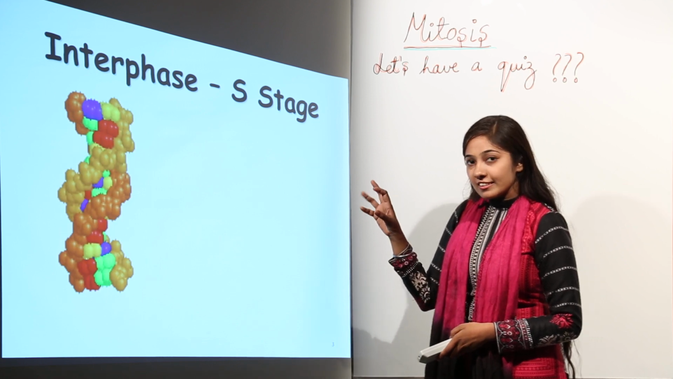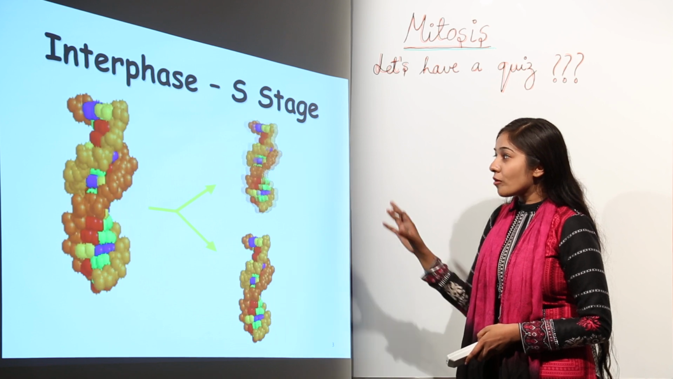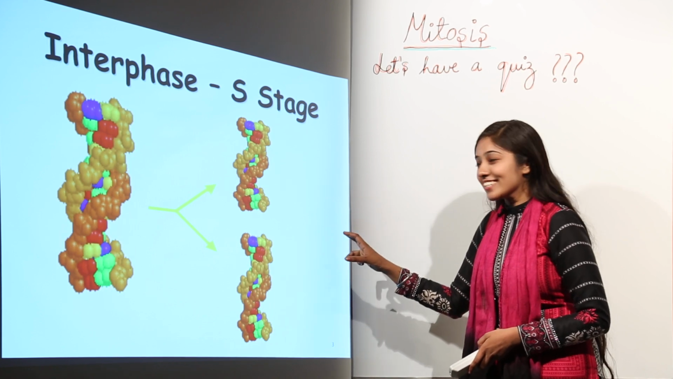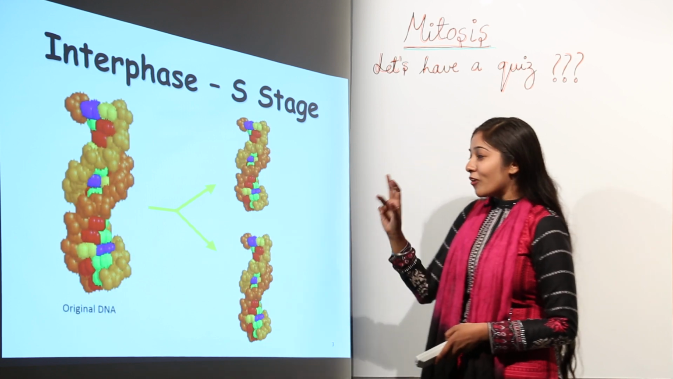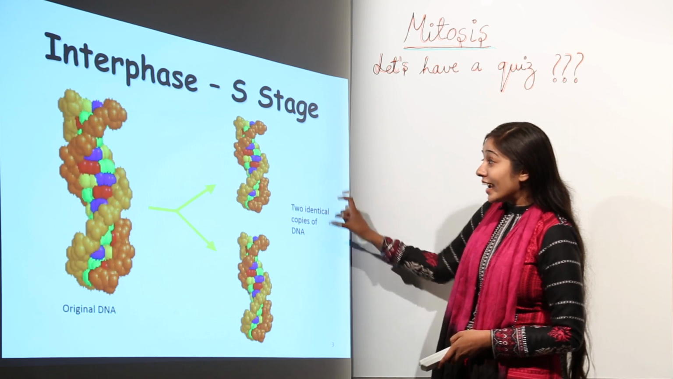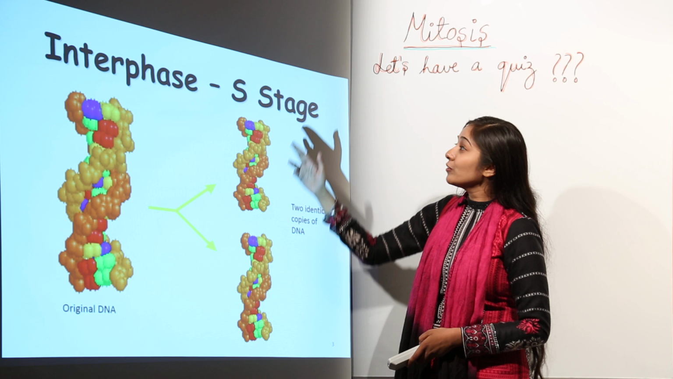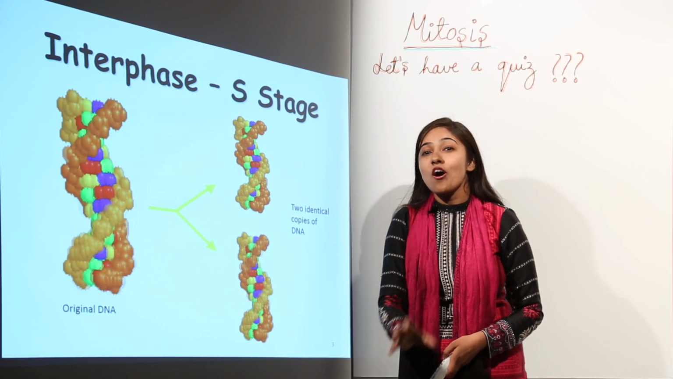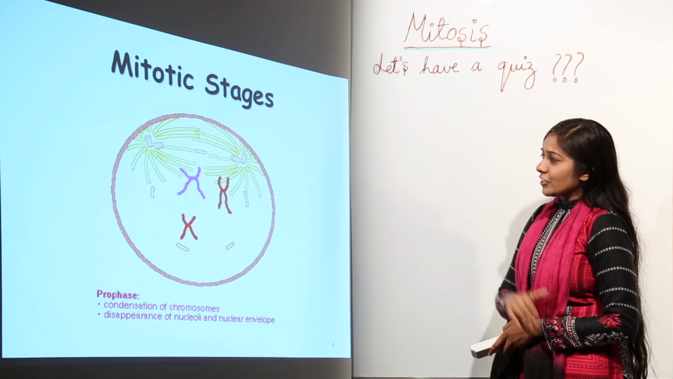Okay, when this is synthesized, what happens? We have 2 identical copies of this molecule, right? So again the question is, what is this molecule? This is the original DNA, and then we have 2 identical copies of DNA. It means the DNA is replicated. During which stage? S stage of interphase.